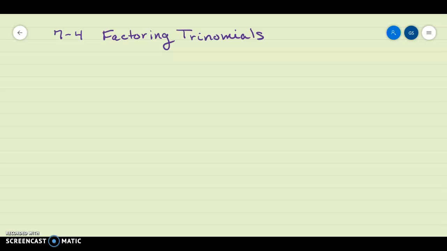Okay, everybody, today we're going to do lesson 7-4, which is factoring trinomials. So if you want to pause for a minute and write that down.